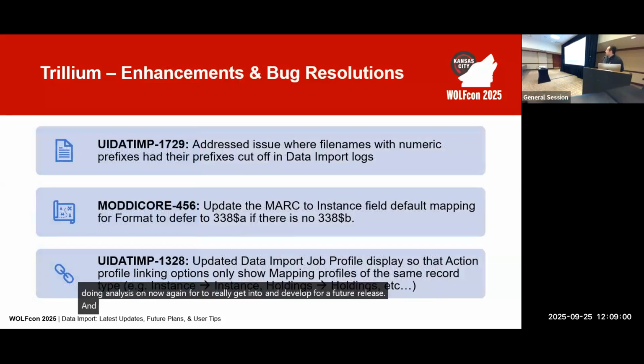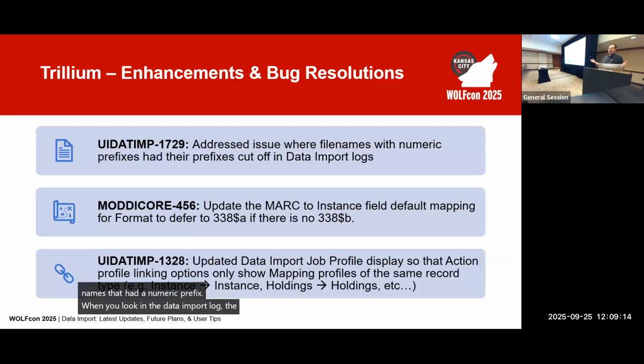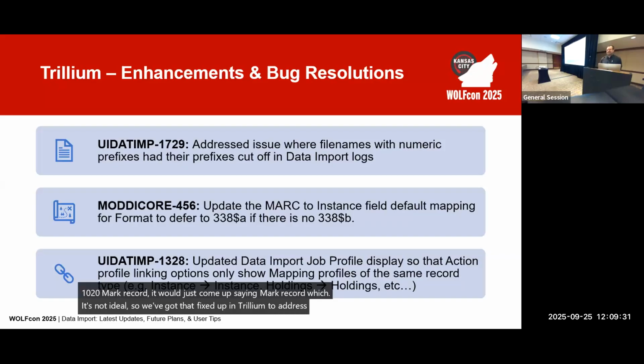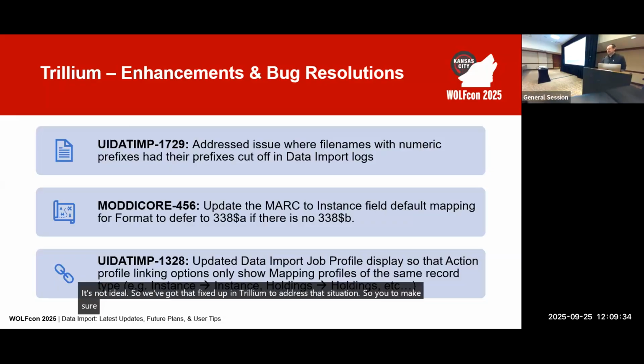And also for Trillium, some enhancements and bug resolutions. So we addressed an issue where file names that had a numeric prefix, when you looked in the data import log, the prefixes were being removed. So if you had file name 1020 MARC record, it would just come up saying MARC record, which is not ideal. So we've got that fixed up in Trillium, to make sure when you're looking at the log, it's easy to find exactly the records you were processing.